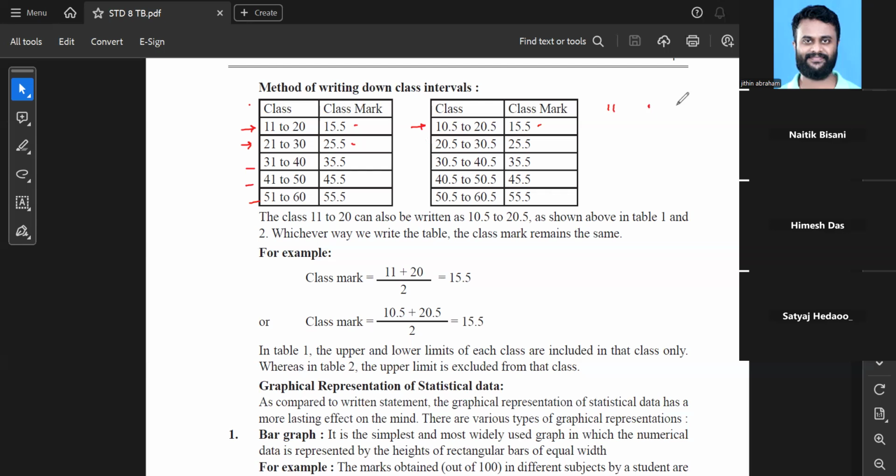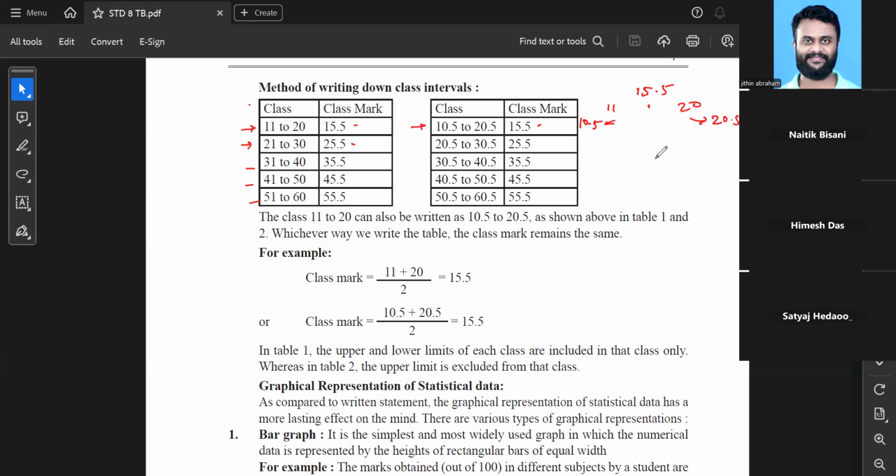What happened? The midpoint of 11 and 20 is also 15.5, and if you take 11 back by 0.5, it becomes 10.5. Take 20 forward by 0.5, it becomes 20.5. So if you have gone back and forward by the same number, then the midpoint remains the same. That is the logic.